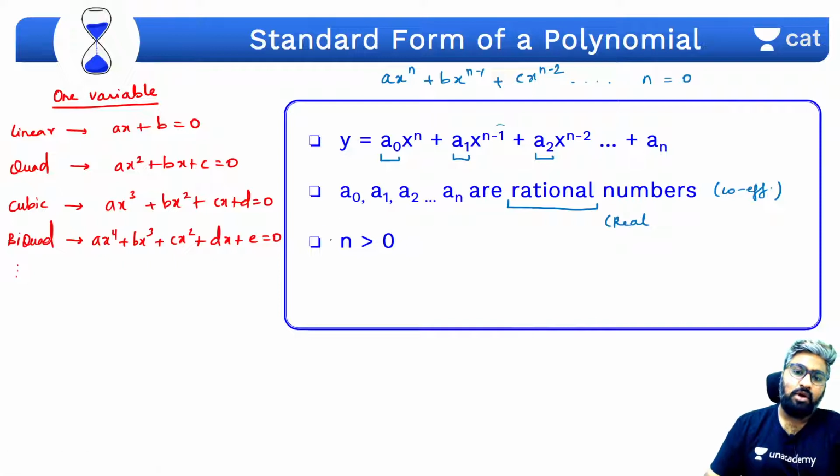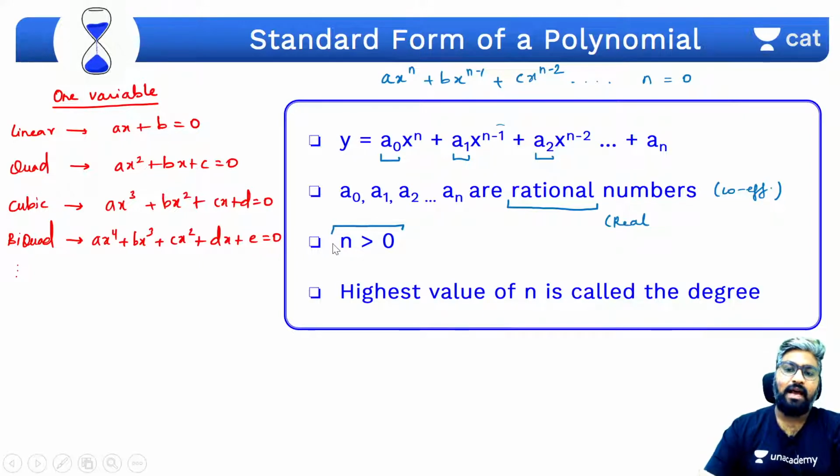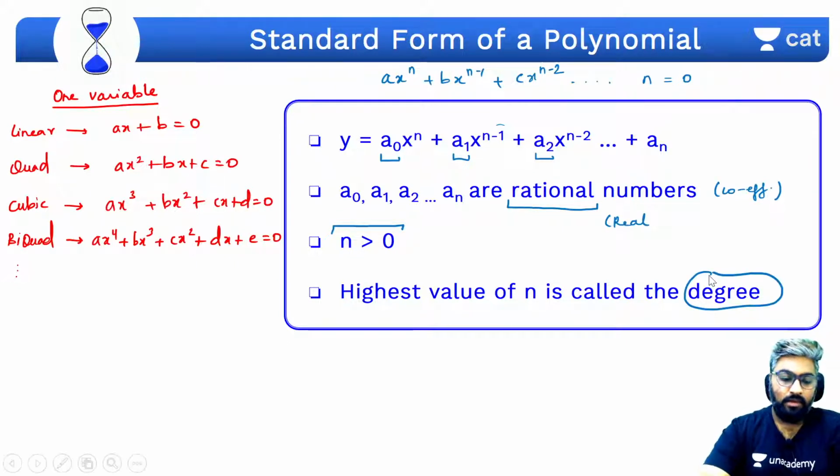Number 2, n must always be greater than 0. The highest value of n is called the degree of that particular polynomial. We have already seen this, right? Done?